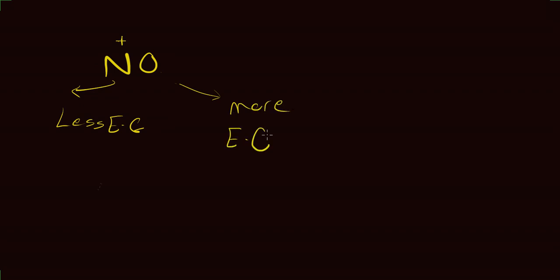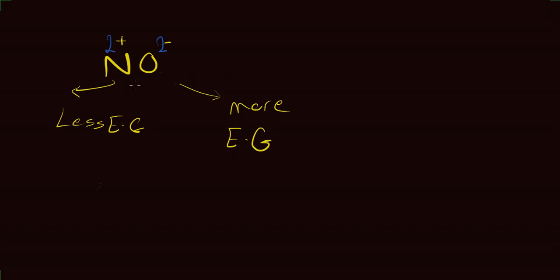As I said before, for example, you have NO. Nitrogen is less electronegative according to the periodic table, because it is located to the left of oxygen, so it is positive. But oxygen is more electronegative, more negative. So oxygen, if it is negative, will become -2. In order for this compound to be balanced, nitrogen must be +2.